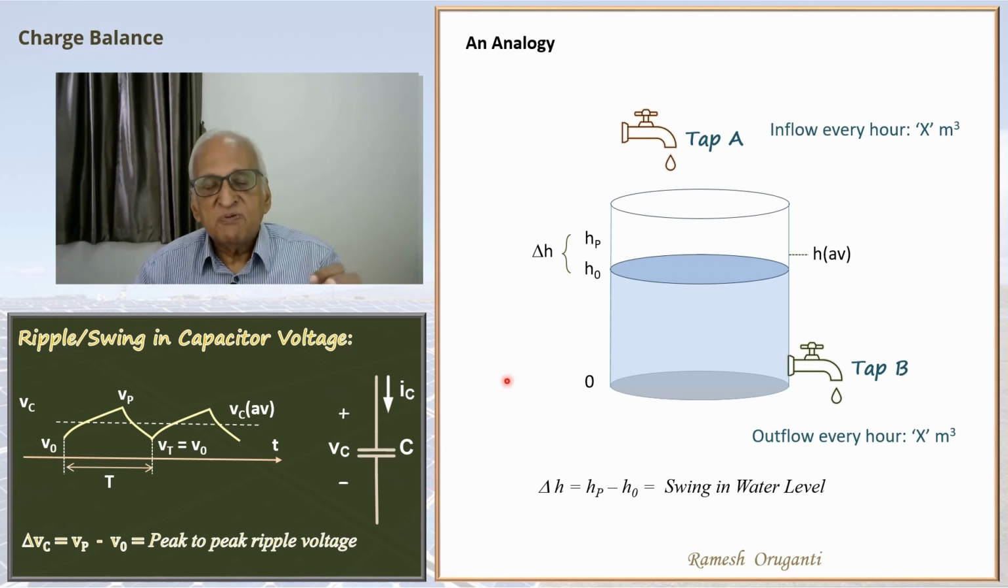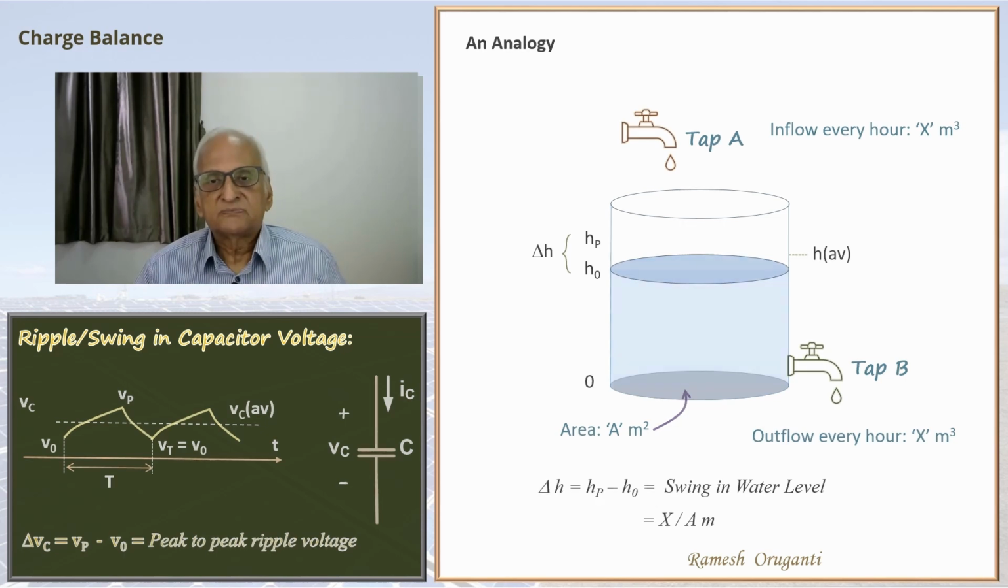Likewise, here HP minus H naught is the swing in water level, and that you can determine by considering the X, the inflow of water every hour, divided by the cross-section area of the tank. That will tell you by how much the water level goes up. We can expect a similar solution in the case of capacitor under steady state also. That means delta VC, we can expect a similar formula. We will see that next.